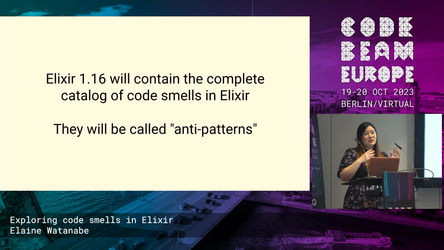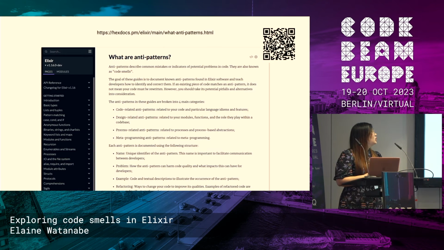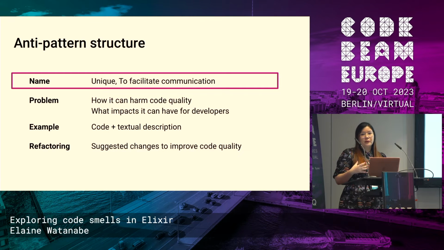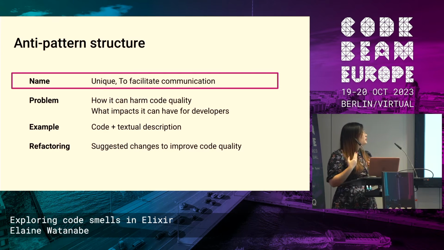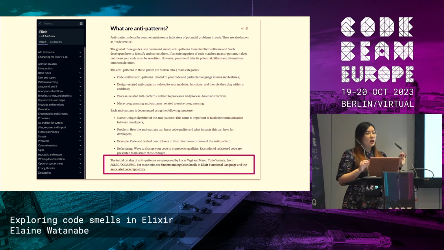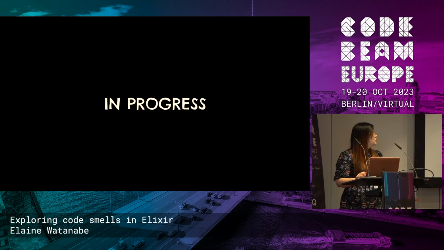We are more used to design patterns, anti-patterns, and it will be available in the next release. It will have a similar structure to design patterns. You have a name to facilitate communication, to put everyone on the same page, and the description of the problem, the example, and suggestions of refactoring. And as we will see, it will have a reference for that research, because this is part of research. It's a partnership between the Elixir community and universities in Brazil. This is the first part of the results of that PhD research.